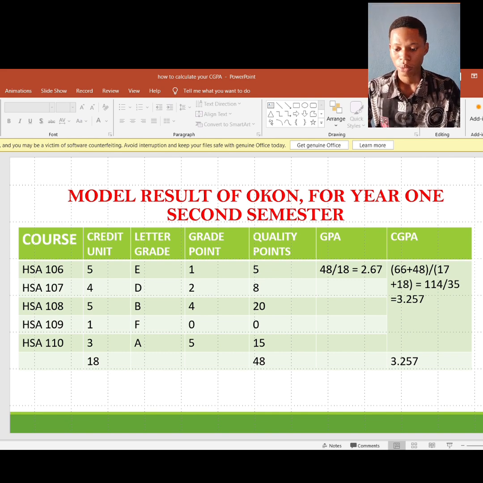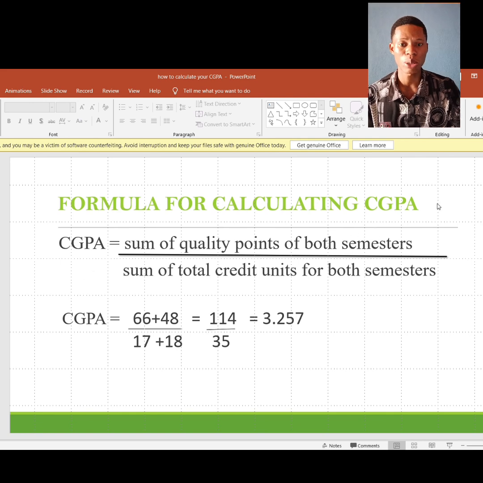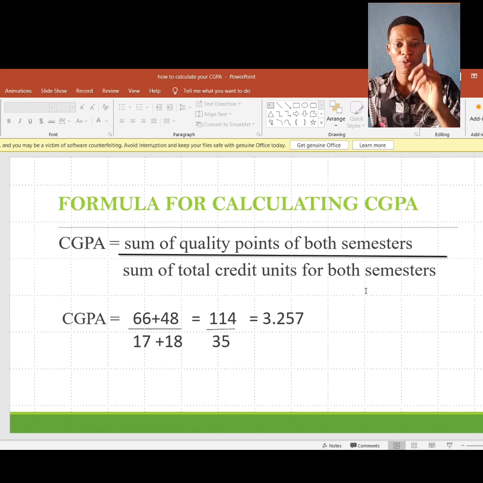Do you understand that? Now look at this. This is the formula for calculating CGPA: sum of quality points for both semesters, that is if we are calculating for one level, all over sum of total credit units for both semesters. Sum of quality points of both semesters, all over sum of total credit units of both semesters. That will give you your CGPA for 1 year. Do you get that? So I showed the calculation here.